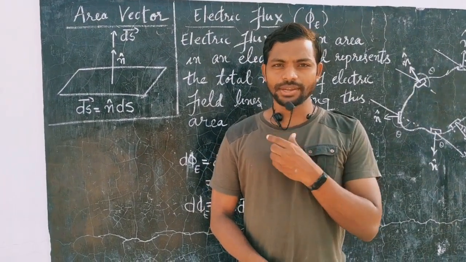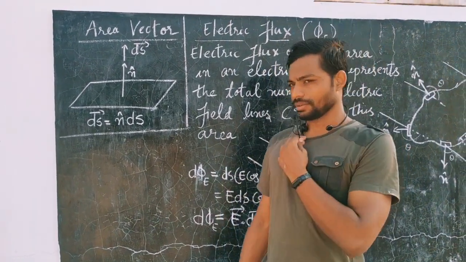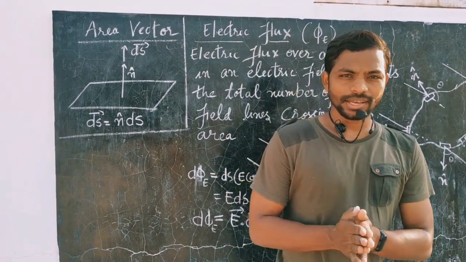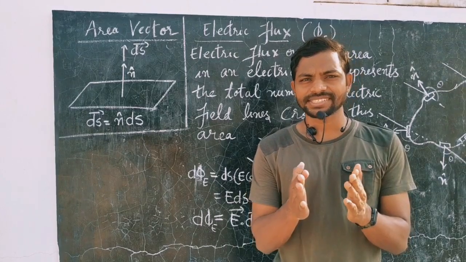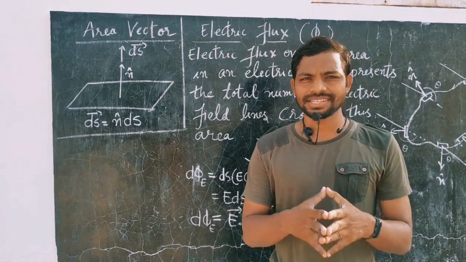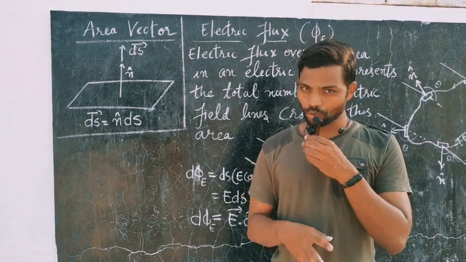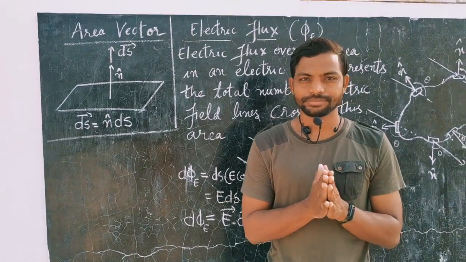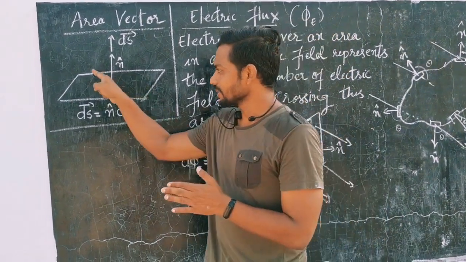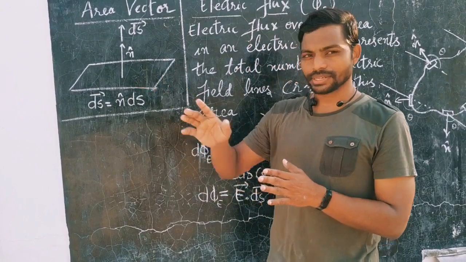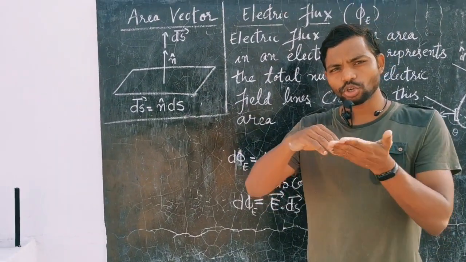Friends, now we will learn about area. Area generally we consider as a scalar, but in some problems we have to consider it as a vector. How? Let us consider this is the area element, and then it has got two faces.